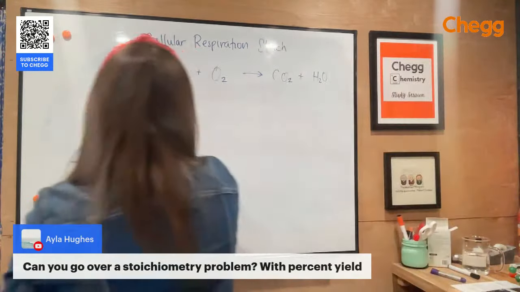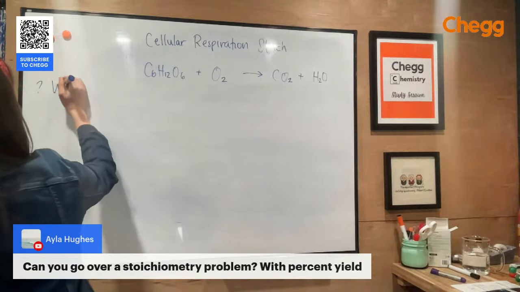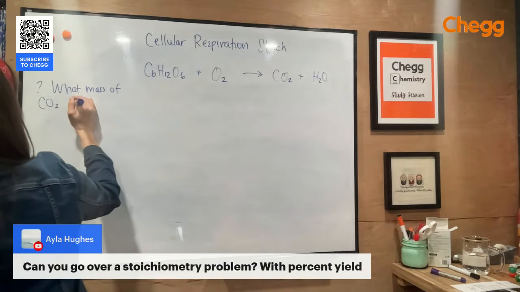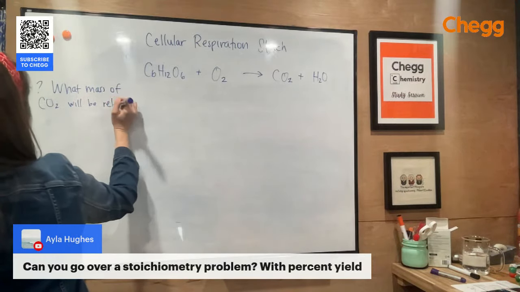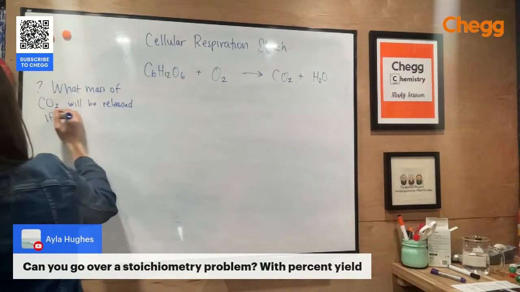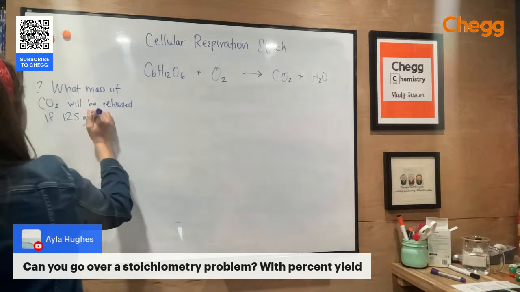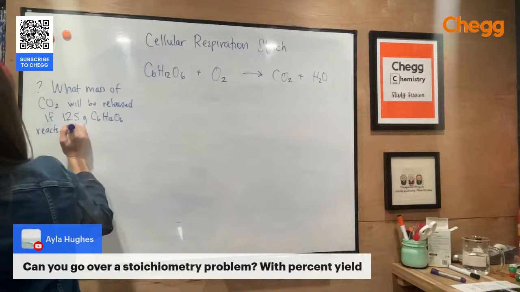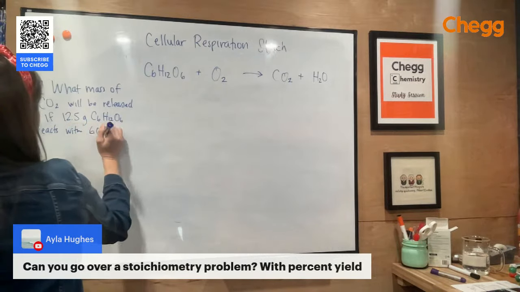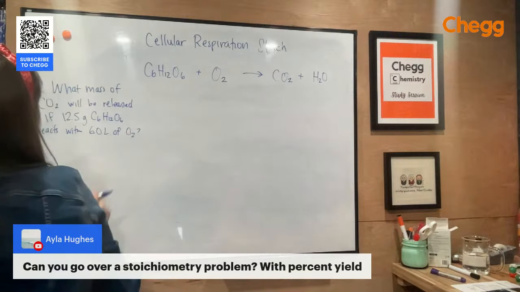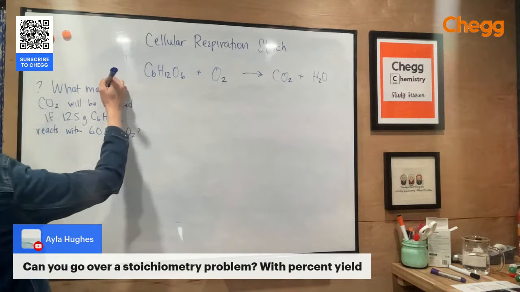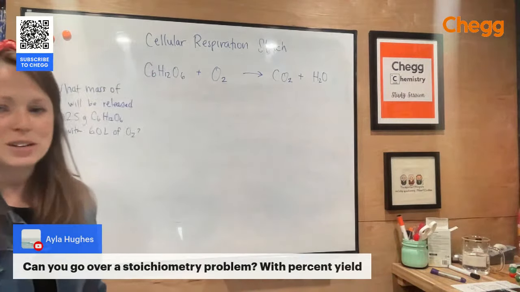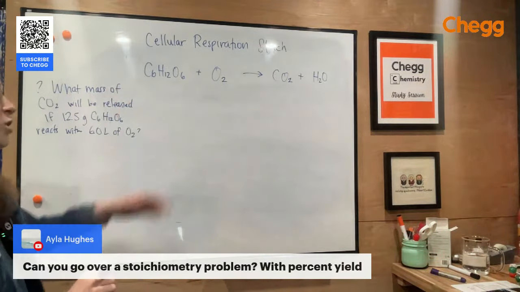So the question is, what mass of CO2 will be released if 12.5 grams of glucose reacts with, I don't know, 6 liters of O2? This will be a really good practice with theoretical yield, and then I'll also talk through percent yield right after this. All right, so looking at this, what do you need to do first with stoich?